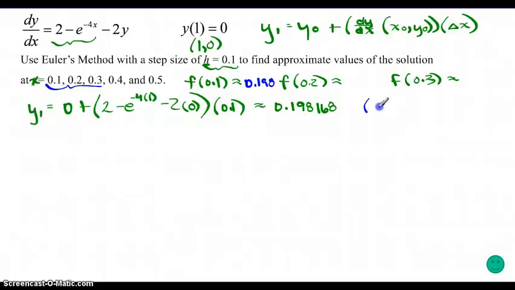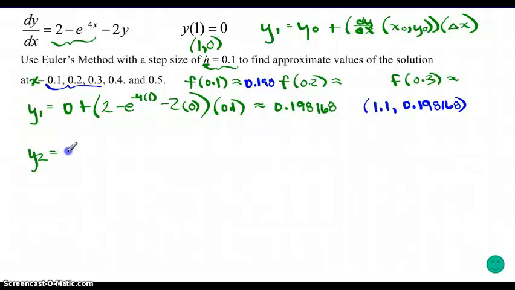Again, we're going to stop right here and we're going to find x1, y1. If we started at x equal 1 and we took a step size of 0.1, then x1 is 1.1 and we found y1 to be 0.198168. So now the next step, and again you can see why I'm not going to do more than probably about 3 steps because it's just too time consuming.